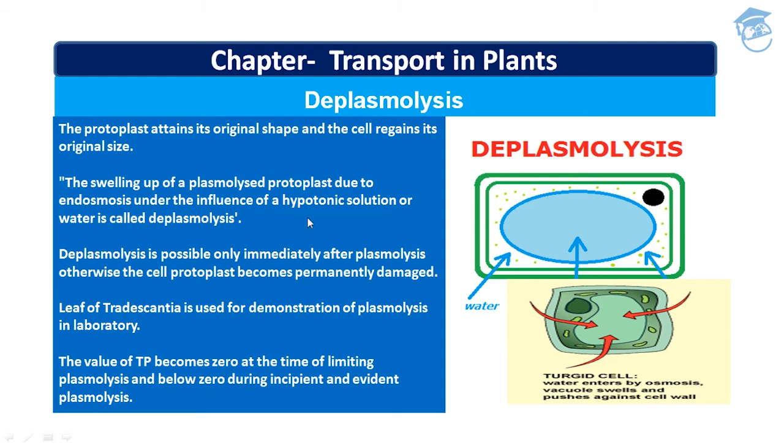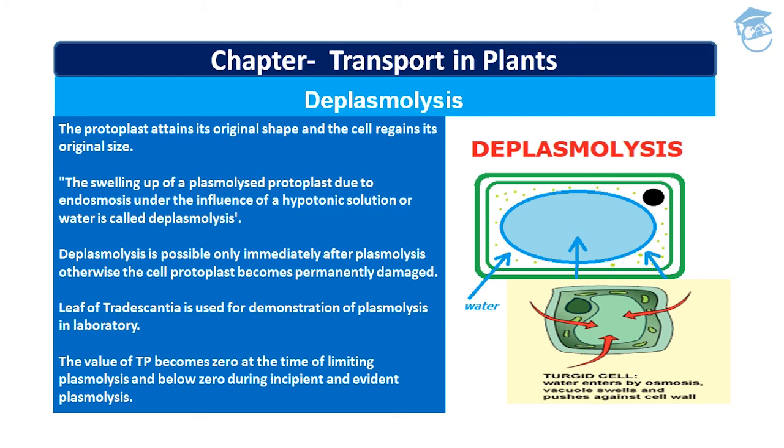See students, you can memorize it like hypo-endo, that means in hypotonic solution, endosmosis will take place. So hypo and endo, this way you can memorize it. Deplasmolysis is possible only immediately after plasmolysis, otherwise the cell protoplast becomes permanently damaged. The leaf of Tradescantia is used for demonstration of plasmolysis in the laboratory.